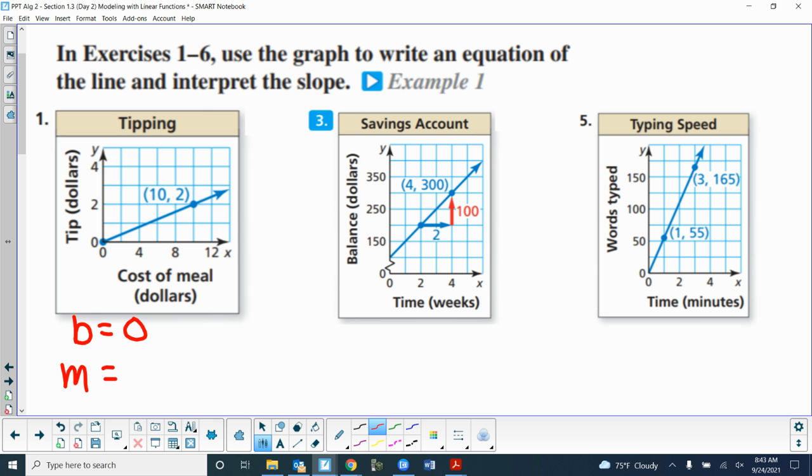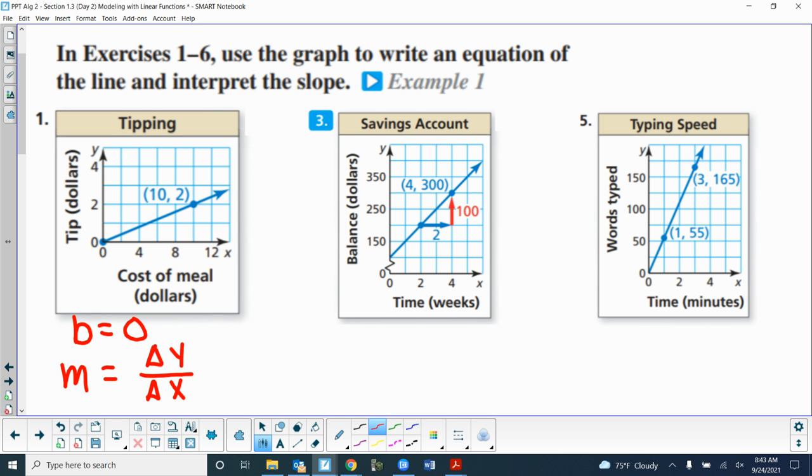How do I find m? What did we say yesterday? Spencer? 2/10. Yeah. This is y's over x's, right? Change in y over change in x, right? Remember, change in y over change in x. Rise over run, right?